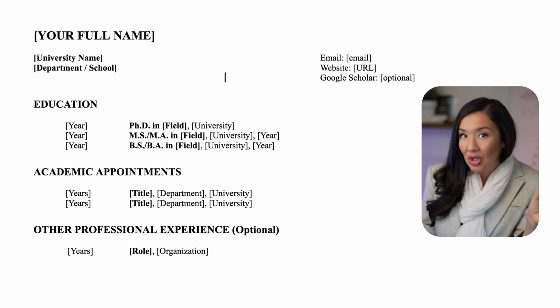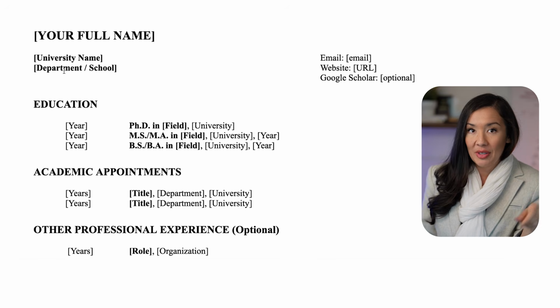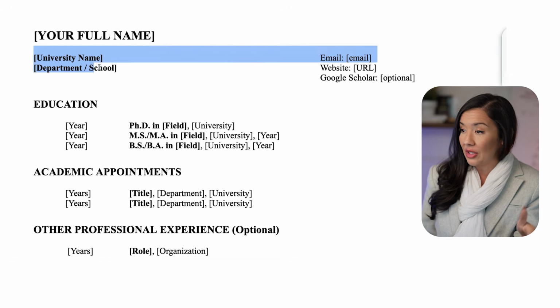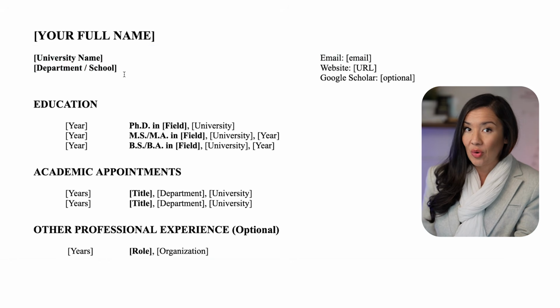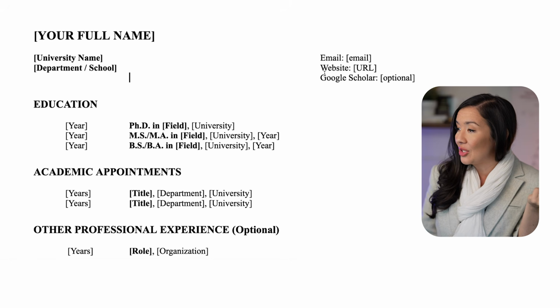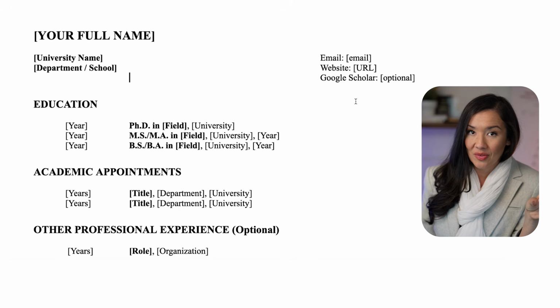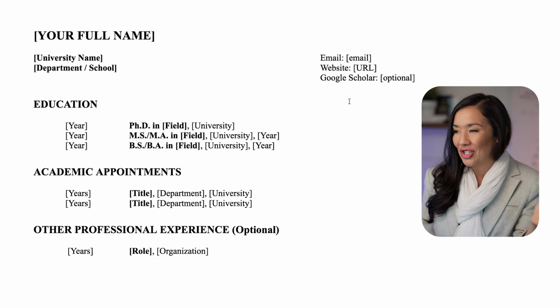You want to put your current university and current department. If you're in school right now, put that location. If you're in a role, put that information here. If you're at a particular university in a role, put that information here. This is where you're going to add your specific contact information. They will pull this out if they want to contact you, hopefully to give you a job or a position.